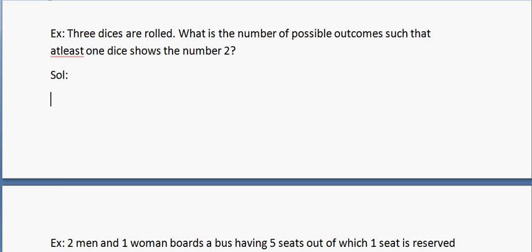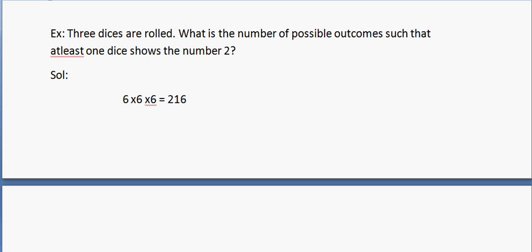The simplest and the easiest way is, how many possible outcomes can there be? The first die can give 6 outcomes, the second die can give 6 outcomes, and the third die would give 6, which means total outcomes can be 216. Now all those outcomes in which 2 is not at all there would be 5 into 5 into 5, right? Which means 125 such outcomes.